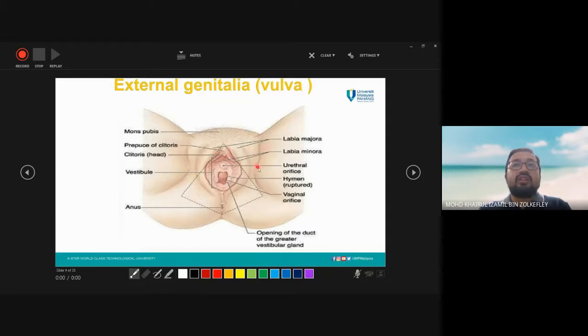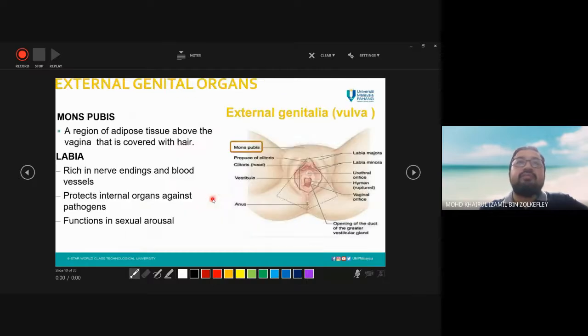Here is a labia majora, and the another one, majora maknanya dia major lah, dia tebal, dia besar. Labia minora maknanya kecil sikit. Okay, fold of skin. And then kita ada ni anus lah. Anus ni lubang untuk digestive system. And then we've got also opening of the duct of the greater vestibular gland, untuk lubrication. Bila berlakunya sexual intercourse, untuk fertilization tu berlaku, so kena ada lubrication lah, pelincir. Same juga macam male reproductive system.